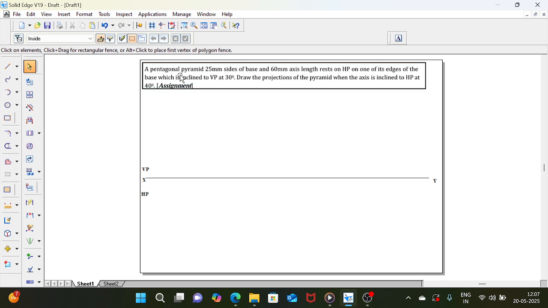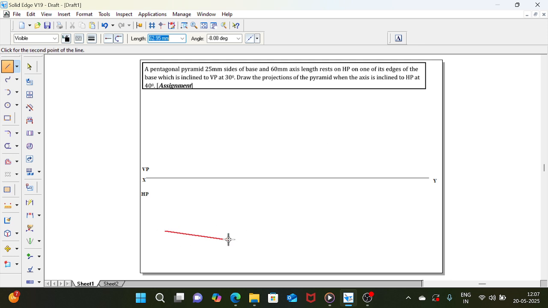As for the given problem, first you have to make sure that the given problem is a pyramid or a prism. Here a pentagonal pyramid is given with edge resting. So I will take the initial position with visible line 25, enter 0 angle; baseline 25, enter 72 degrees; 25, enter 72 into 2; 25, enter 72 into 3; 25, enter 72 into 4. Construct the pentagon. Here we want edge resting.